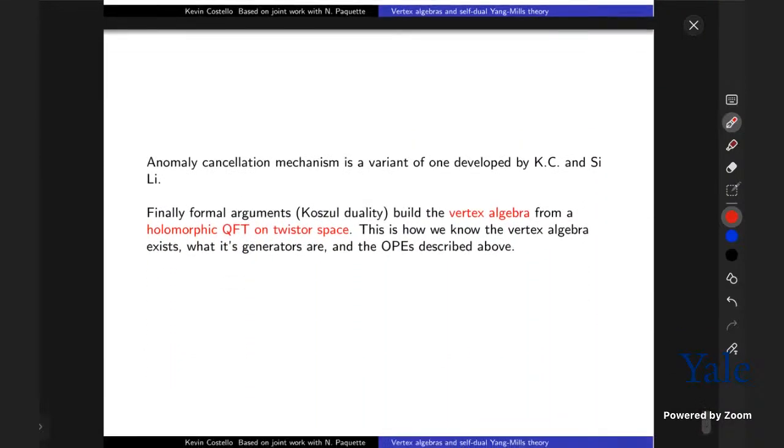And then finally, there's a very formal argument involving something we call causal duality, which builds the vertex algebra from the holomorphic QFT in twistor space. Again, this step is not dissimilar to what Davide was explaining. So that's how we know the vertex algebra exists, what its generators are, and how we can compute some low-level OPEs. I still don't think we have complete control over all of the OPEs in the vertex algebra. Okay, so I think I'll stop there.